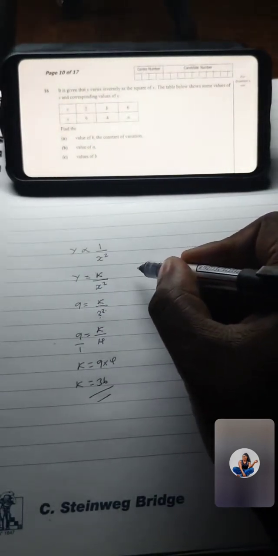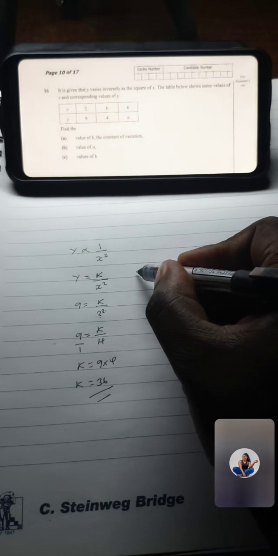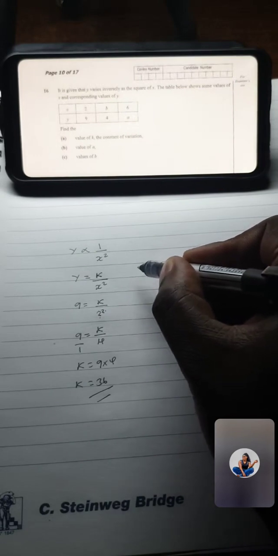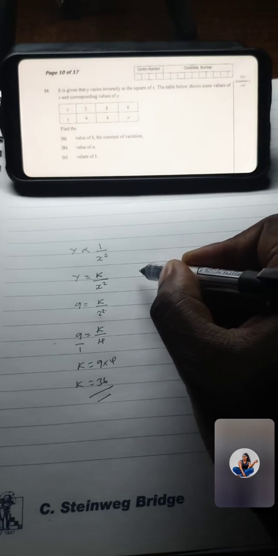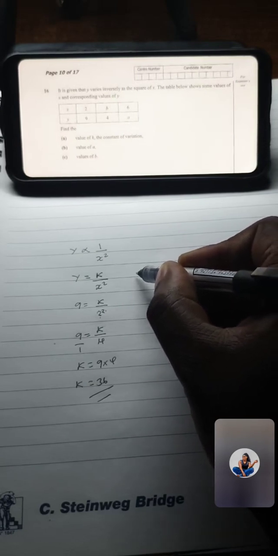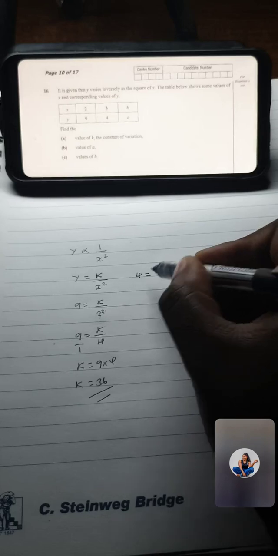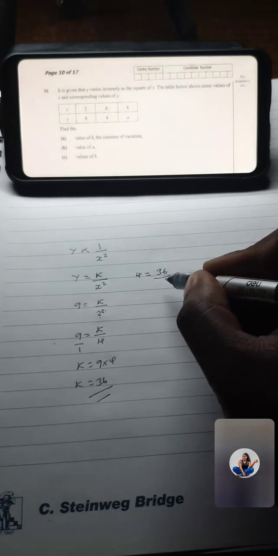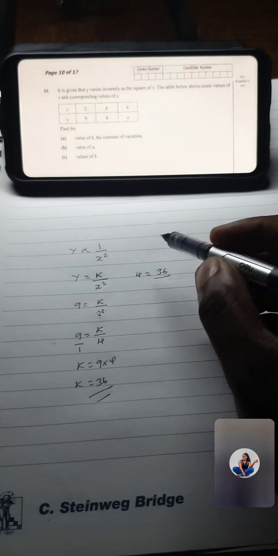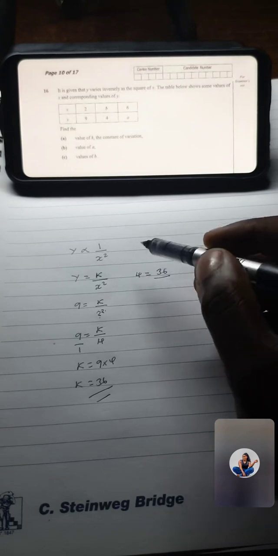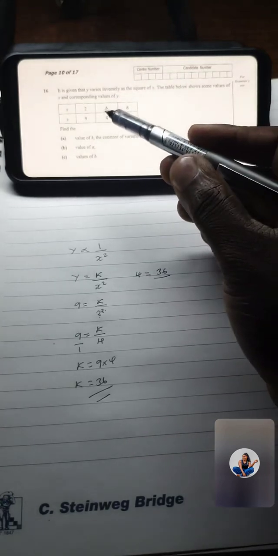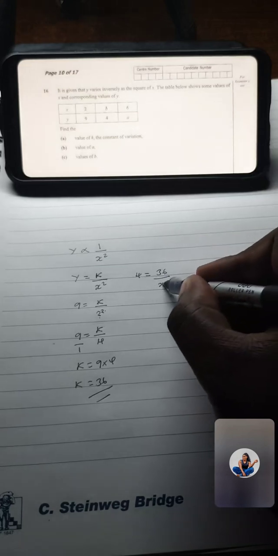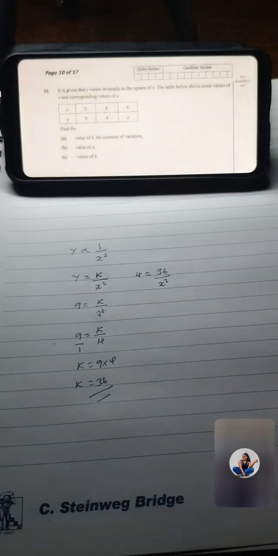Tia, what would be our Y? Our Y is going to be 4. Good girl. What would be our K? Our K will be 36. We are finding what? We're finding B. So we'll say x squared. That's what is representing B, right?